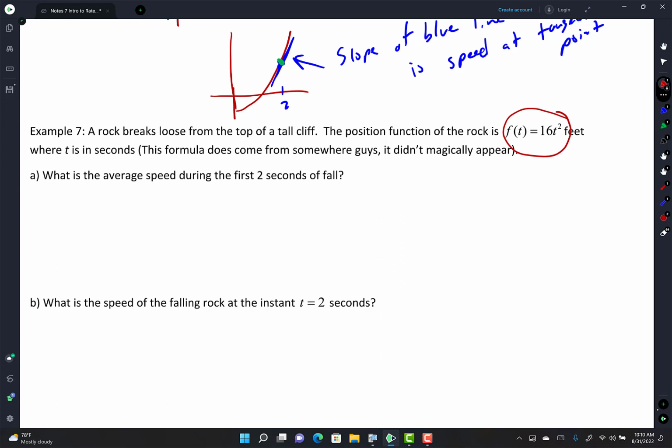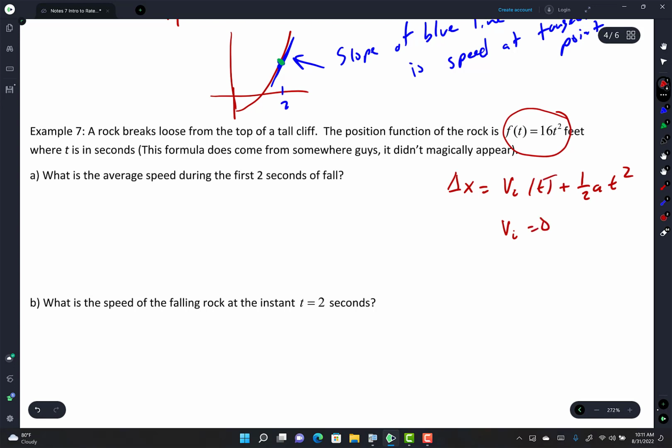Do you remember when you were in physics, you had this formula? Your change in position is equal to initial velocity times time plus 1/2 acceleration times time squared. Do you guys remember that? If something is falling, a rock breaks loose from the top of a tall cliff, what was the initial velocity? Yeah, initial velocity was 0. So that means this term goes away.